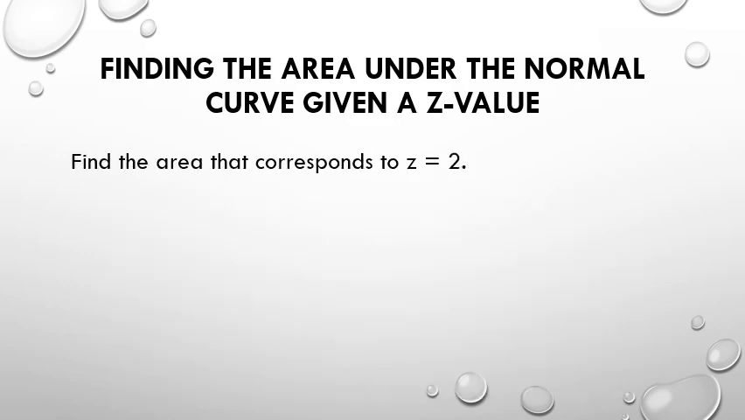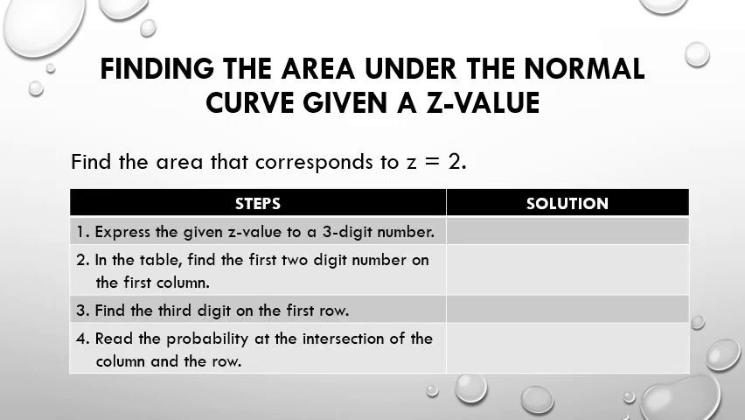So, in finding the area that corresponds to Z equals 2, all we have to do is mag-follow sa steps. So, here is a table. On the first column are the steps. On the other side is the solution. So, number 1, express the given Z value to a 3-digit number. So, atong given nga Z value is only 1 digit, that is Z equals 2. So, himo na nato siyang 3 digits. So, it becomes 2.00. Atong dugangan sa 0.00.